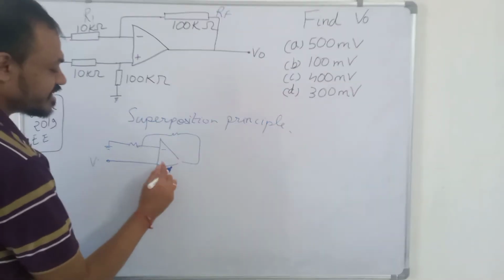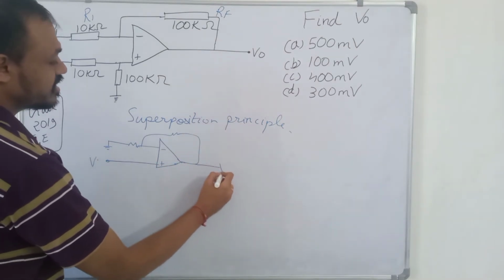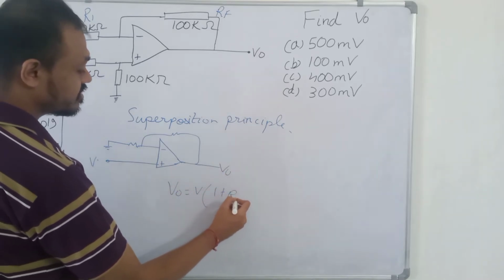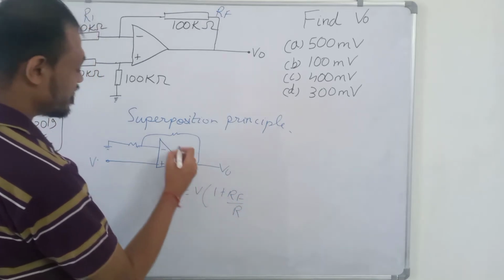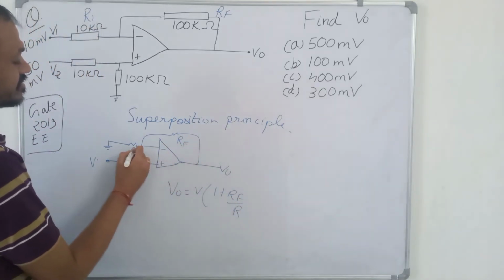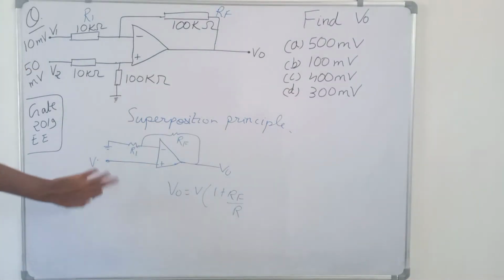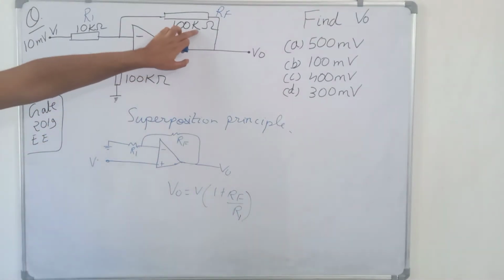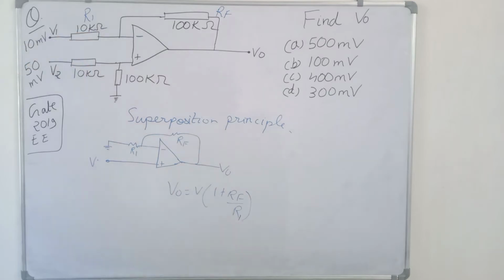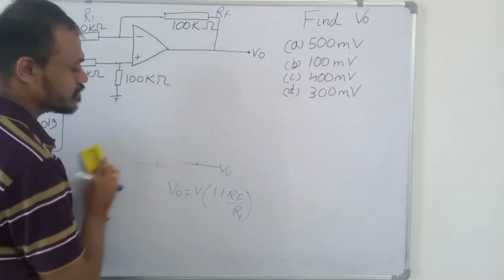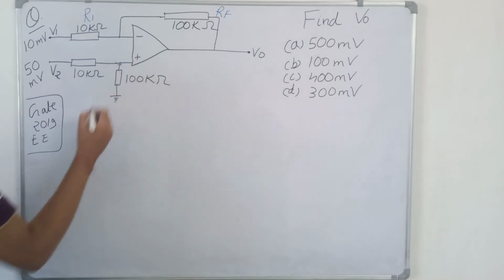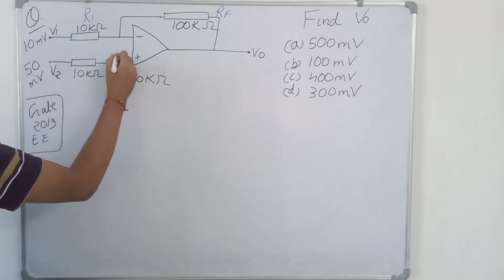As per the superposition principle for a non-inverting op-amp, the V0 voltage is given as V into 1 plus RF by R1, because this is RF, this is R1. Here RF is 100 kilo ohm and R1 is 10 kilo ohm. So if we ground V1, then we will consider only V2. We have to find the voltage at this point first. Let the voltage at this point be V dash.